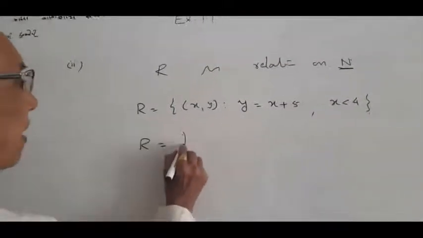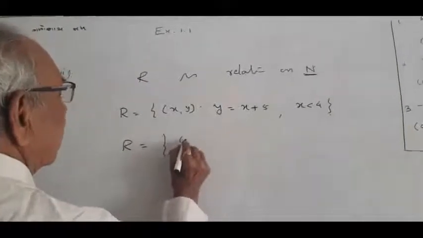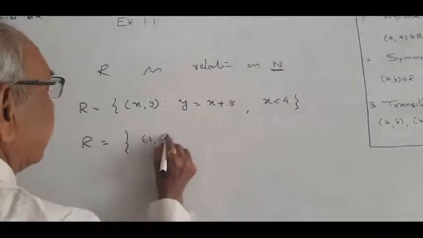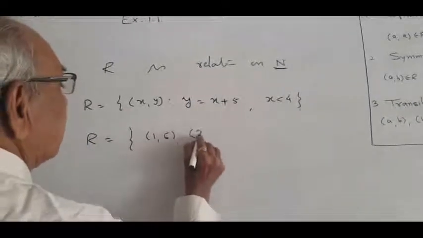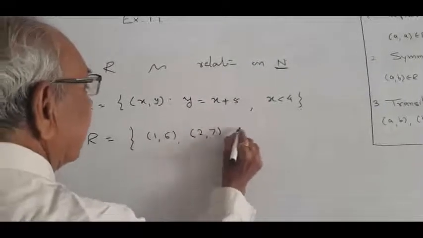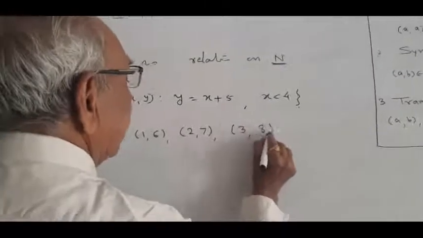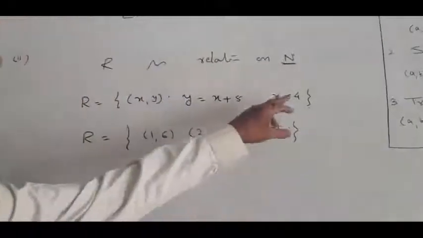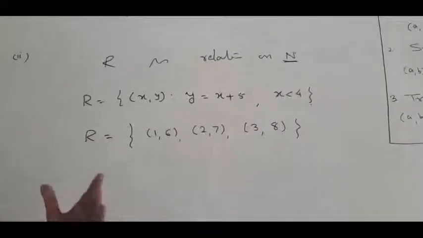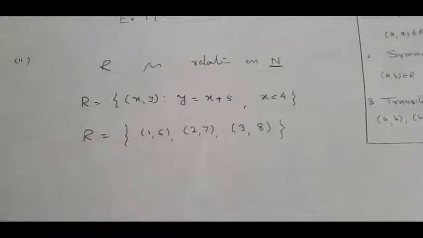by the listing method. When x is 1, y is equal to 1 plus 5, which is 6. When x is 2, y is equal to 2 plus 5, which is 7. When x is 3, y is 8. And we are not able to put x equal to 4 because x is less than 4. Now, here R consists of 3 ordered pairs.